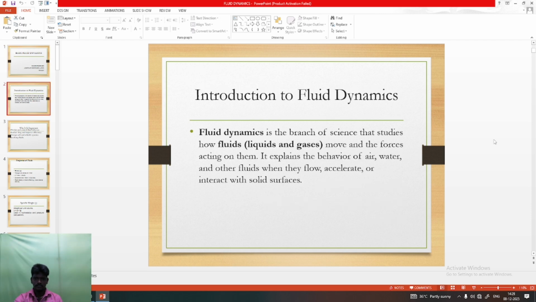First, the introduction. Fluid dynamics is the branch of science that studies how fluids act, that means move, and the forces acting on them. Fluids are liquids and gases. It explains the behavior of air, water, and other fluids when they flow, accelerate, or interact with solid surfaces. Once again, fluid dynamics is the branch of science that studies how fluids move and the forces acting on them. The fluids are liquids and gases: air, water, oil, whatever it may be. That's a fluid because it flows from one place to another.